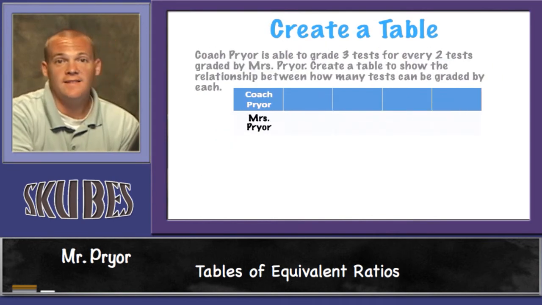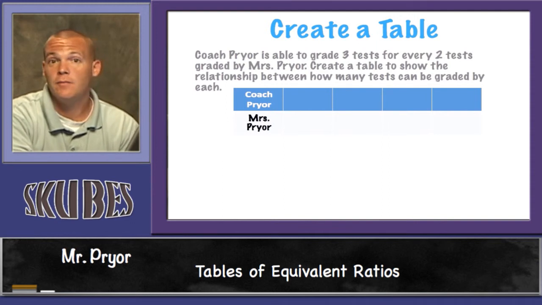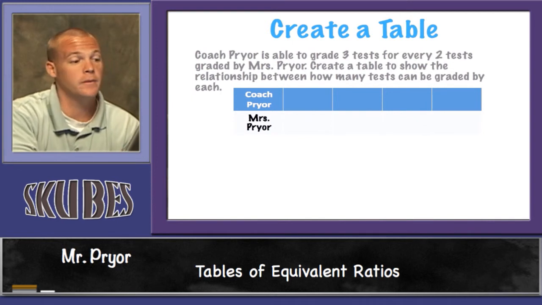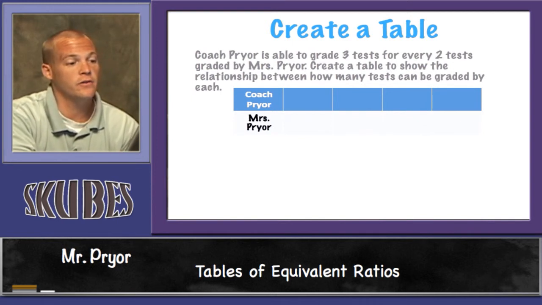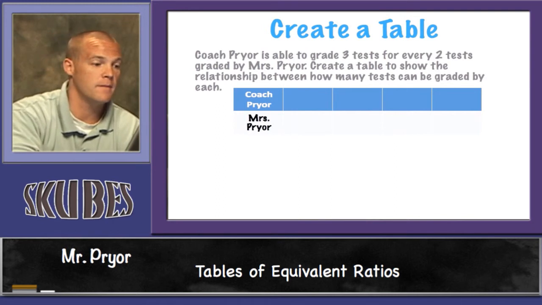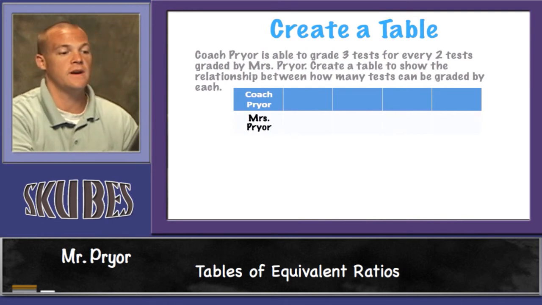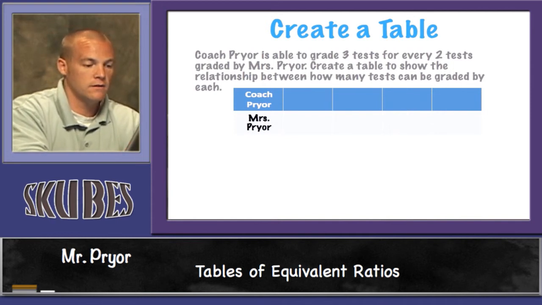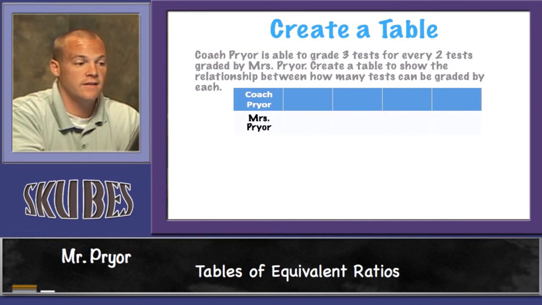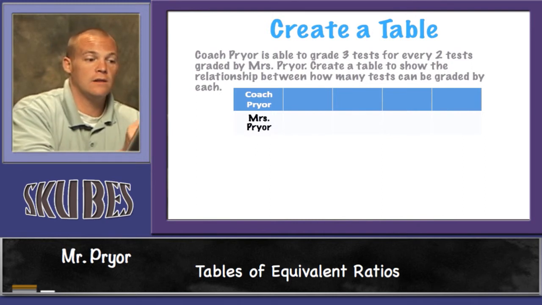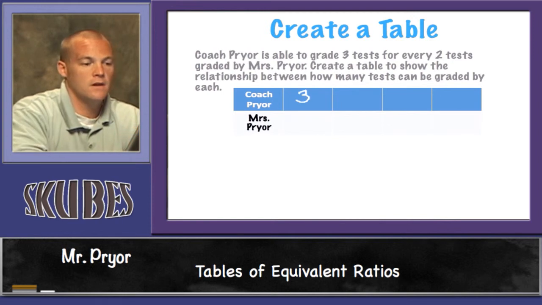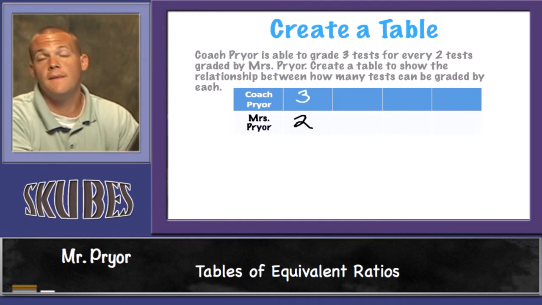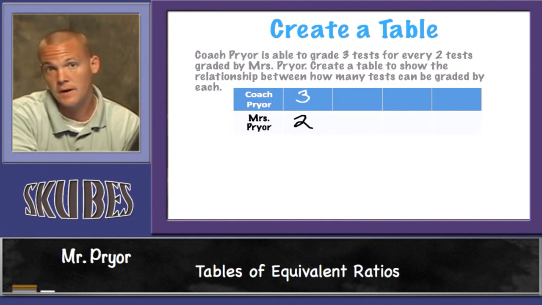All right. Then the last thing they may ask you to do is to complete an entire table based off that same concept of linear relationship. So in this example, Coach Pryor is able to grade 3 tests for every 2 tests graded by Mrs. Pryor. Create a table to show the relationship between how many tests can be graded by each. Well, we have the table already created here, so let's go ahead and fill in our values. It says that Coach Pryor is able to grade 3 tests to every 2 tests by Mrs. Pryor. Okay, and that is going to be consistent unless they say otherwise.